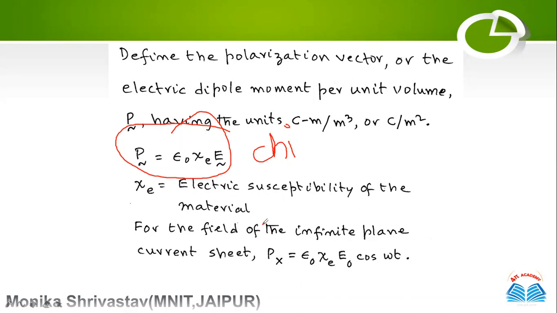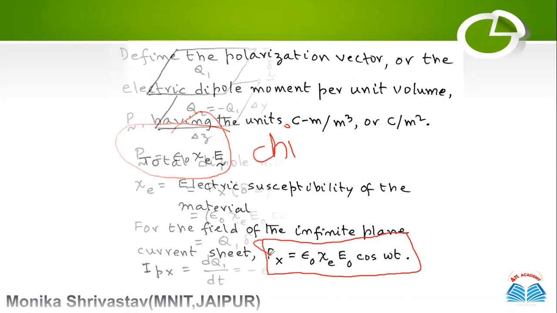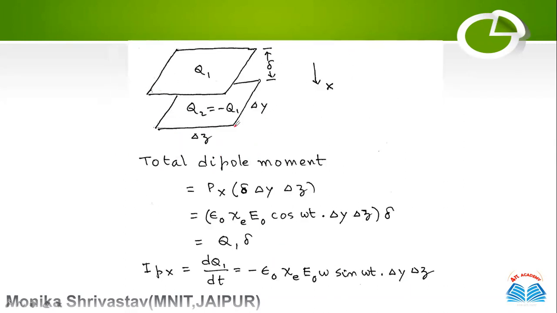Okay, so for the field of an infinite plane current sheet, say in the x direction, we can put it as epsilon naught chi e E naught cos omega t. Okay, so if we consider an example where two plates having charges q1 and minus q1 are separated by some infinitesimal distance delta, having thickness delta y and width delta z, the total dipole moment will be according to this formula.